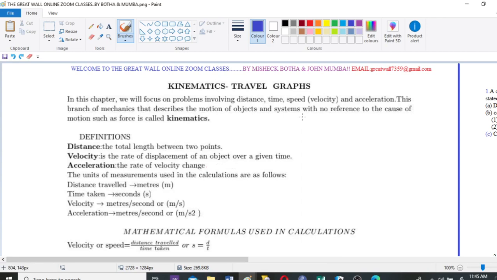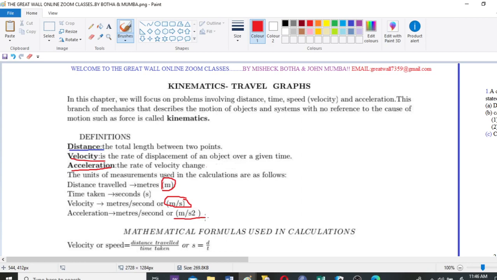So we already started our class on travel time graphs, and what we did in the last class is we defined what a distance is, if you remember. We defined the distance, we also defined velocity, we also defined acceleration. We also looked at the units for distance. We measure distance in meters. Velocity, we measure it in meters per second. And acceleration is measured in meters per second squared.